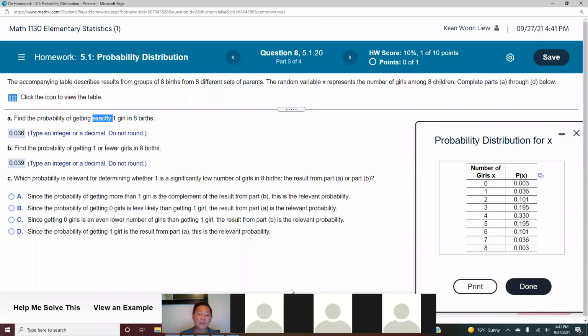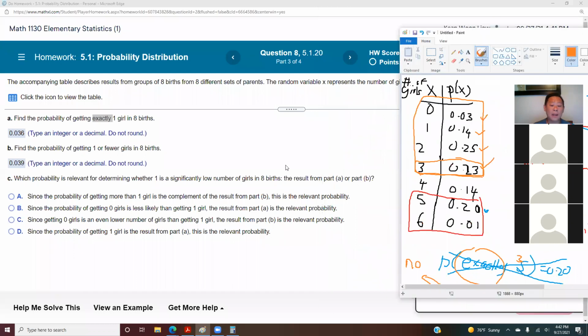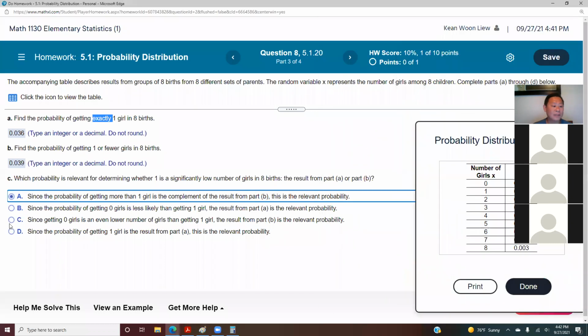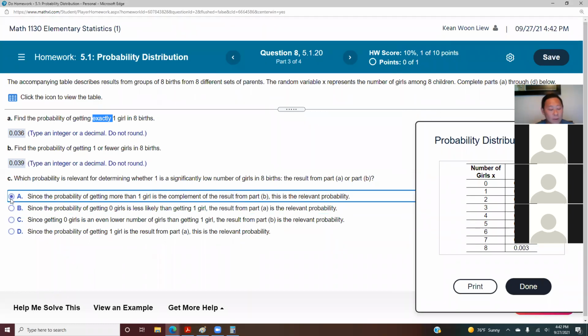So what we're doing here is, the reason why we don't use part A is because the word is what? Exactly. So as I mentioned here, you don't use the word exactly to determine the probability. If it's significantly low, we always do the fewer one. So that's the reason why we do part B. And in this case, we are using 1 because the question is asking for 1. So in this case, part B is more relevant here than part A. So your answer is either A or C because part B is the one that we are talking about.